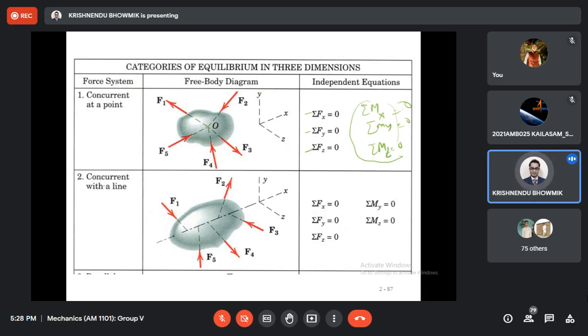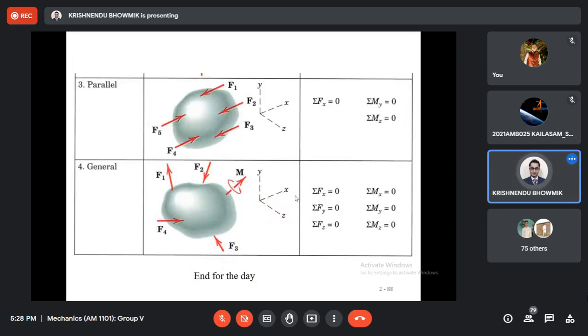For concurrent in a line, if it is concurrent with a line like this, then these three forces you have to consider, My, Mz. Mx is not required in that case. When it is parallel, only this and this are important. Mx equal to 0 or Fy, Fz is not required. When it is general, yes, these 3 and these 3, six conditions you have to satisfy. And this is the end of the day. Okay?